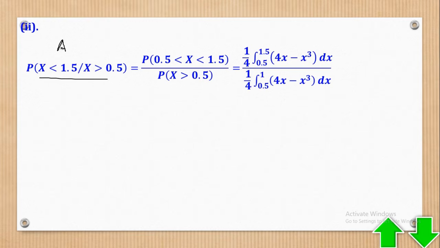For example, if you remember under probability theory, the probability of A given B is expanded as the probability of A intersection B in the numerator divided by the probability of B in the denominator. So what does that mean? It means that the numerator must have the intersection of these two inequalities.